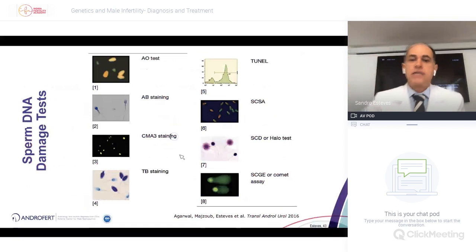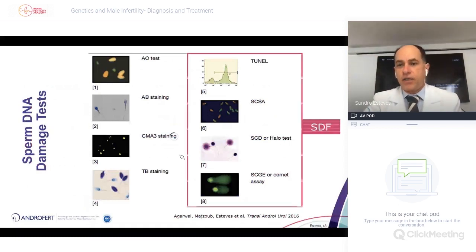But I want to emphasize that among the 8 most common tests, TUNEL, SCSA, the sperm chromatin dispersion test or the halo test, and the comet assay are the 4 most important assays to analyze sperm DNA fragmentation. So if you have to choose a test, you need to choose among one of these 4 tests listed there. Do not use the tests in the left panel because they are not robust enough to test actual sperm DNA fragmentation.